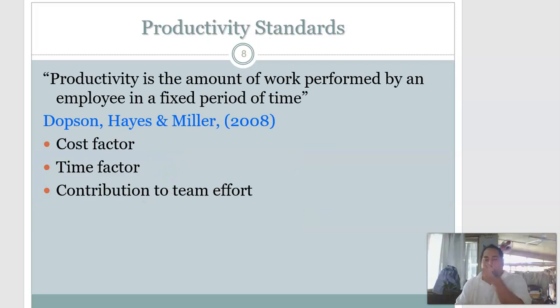Okay, now we will look into productivity standards. Productivity standards is the amount of work performed by an employee in a fixed period of time. Basically, if you work for the Fiji Times as a coupon sorter, I hire you as a coupon sorter, and I say there are 3 bags. This is from this competition.